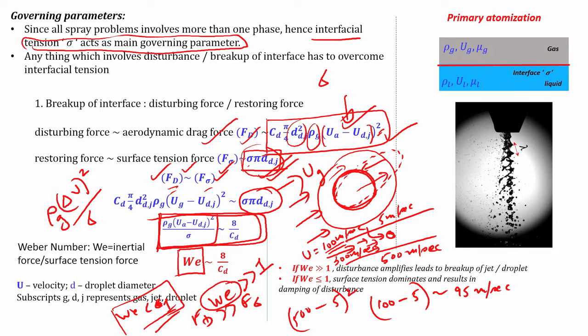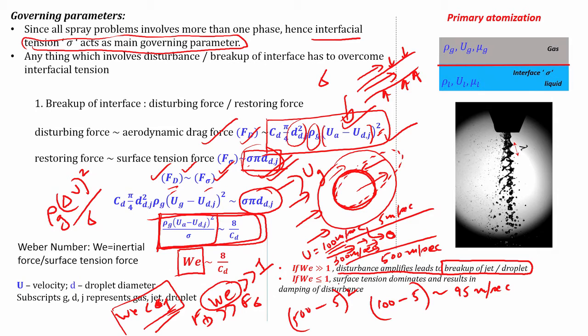It says when Weber number is greater than 1, disturbance amplifies, basically leading to breakup of the droplet, or in other cases, say this is a jet. So, we have done it for a droplet, it could also be a jet, which is moving at a velocity, and there is a difference in velocity between the two. So, there will be shear created at this interface, and that will also lead to breakup in a very similar way. So, there also you can define Weber number.